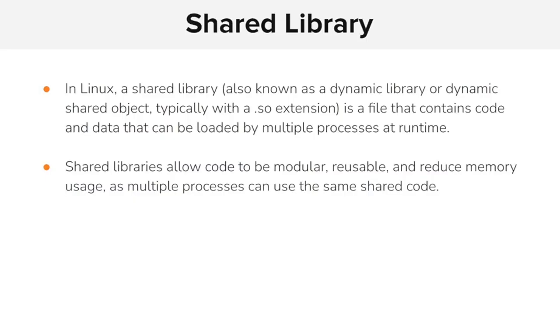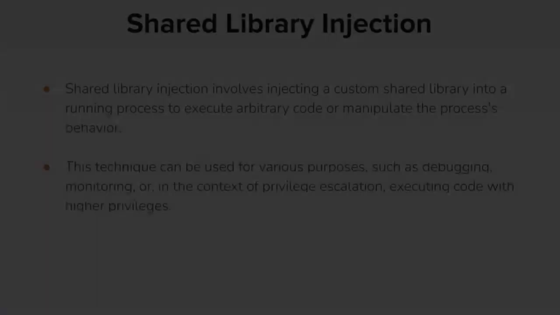And this particular technique is very similar to the Windows privilege escalation technique that we took a look at, called DLL hijacking, with a few differences, but in essence, we're pretty much leveraging shared objects, which again are just like DLLs, to elevate our privileges. So shared libraries or shared objects in Linux allow code to be modular, reusable, and reduce memory usage, as multiple processes can use the same shared code, or the shared library or shared object, as it's pretty much called. But hopefully that makes sense.